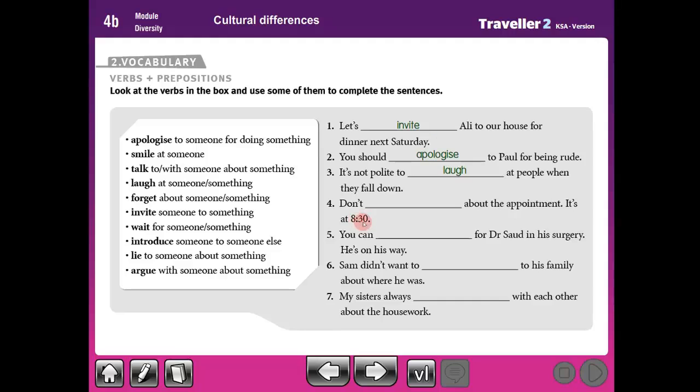Laugh at. Number 4, don't forget about the appointment. It's at 8:30. Don't forget. 5, you can wait for Dr. Saud in his surgery. He is on his way. Yes, wait for. Number 6, Sam didn't want to lie to his family about where he was. Lie to. Yes, lie to. His family means someone. My sisters always argue with each other about the housework. Yes, argue with.